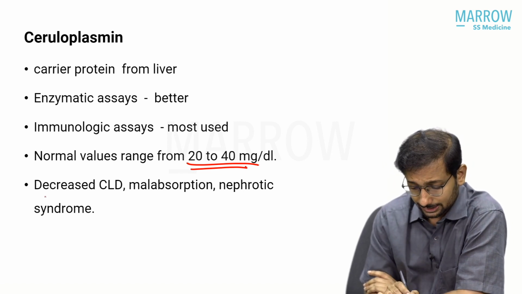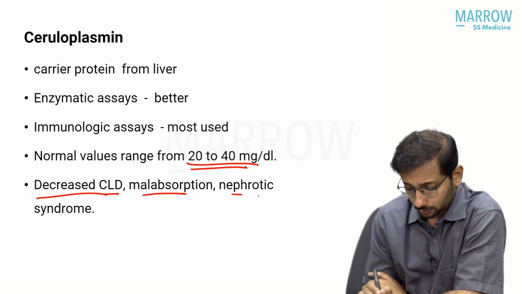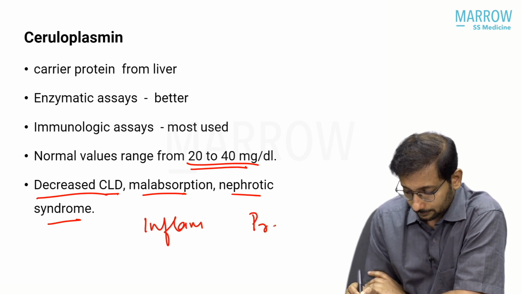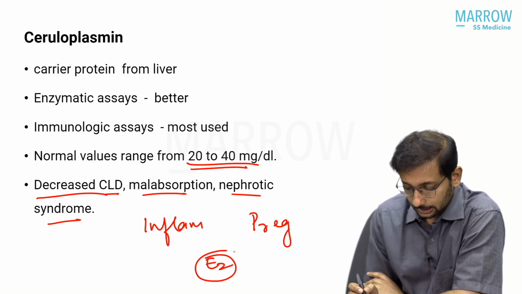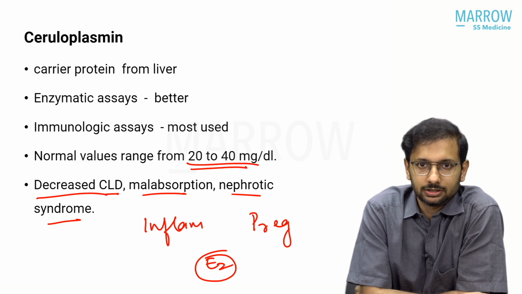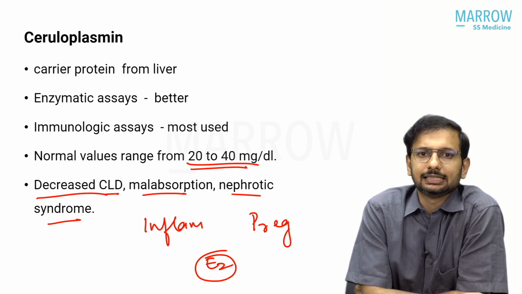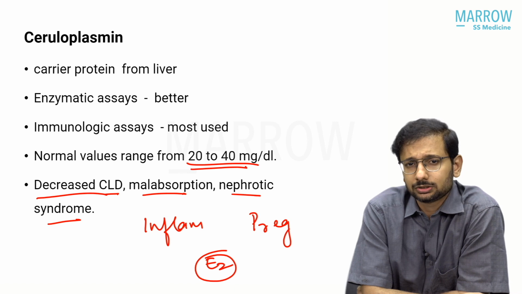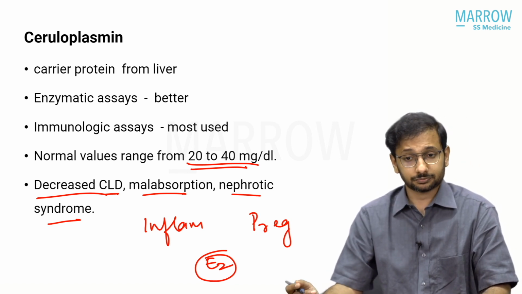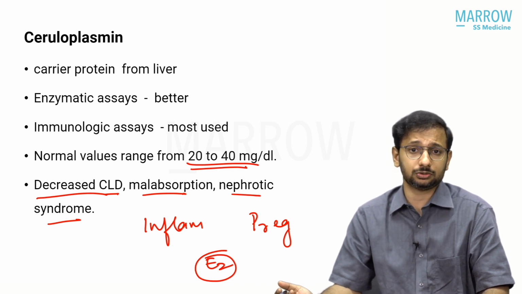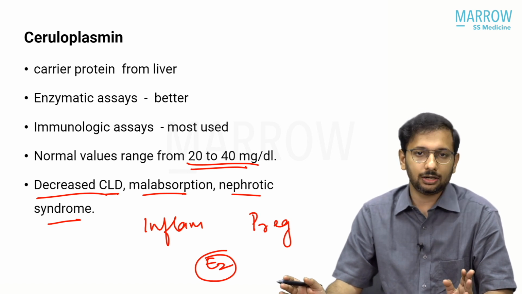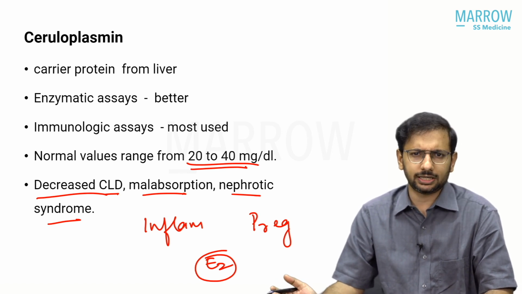However, we know that it is decreased in CLD, malabsorption, nephrotic syndrome, and increased in inflammation, pregnancy, and estrogen excess. When you talk about ceruloplasmin, just because it is less than 20 does not make it an indicator of Wilson disease. If it is less than 10, yes, it is highly specific, but anything from 11 to 20 is dicey, and you need other markers for diagnosis of Wilson disease. And even 20% of heterozygotes who do not have Wilson disease will have low ceruloplasmin, but it will always be above 10 but less than 20.